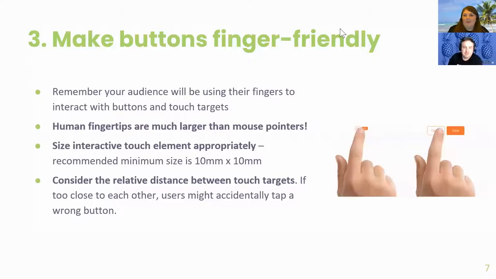Number three is make buttons finger friendly. While you're using your thumb to move around, quite often you use your finger to click those buttons. And you need to remember that people have fat finger syndrome, right? Your fingers are bigger than mouse pointers, and it can be quite tricky at times to touch small buttons on your phone with your finger, especially for men, I think.